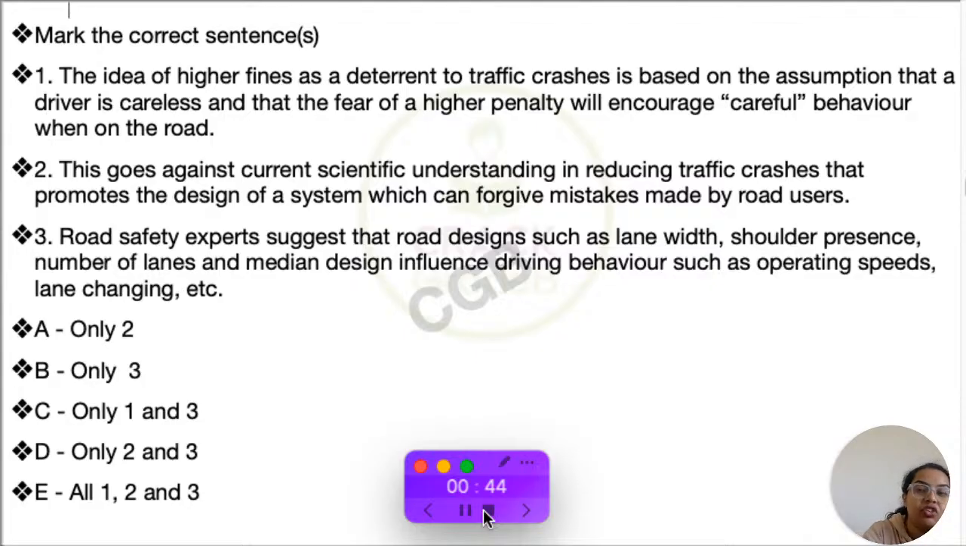This is a lengthy question, so I'll give you enough time to attempt this. But try it out. I mean, these questions are really helpful for some good practice.